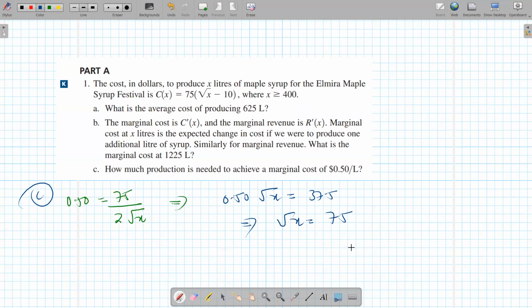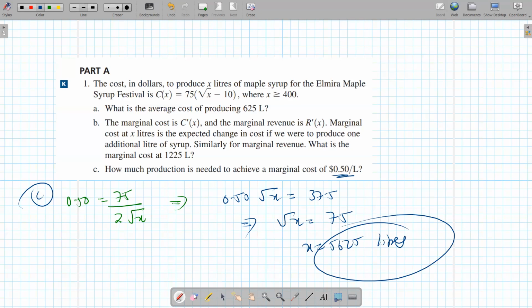We have root x. We need x. You square both sides. So 75 squared is the answer. 75 squared gives x is 5625 liters. And you're done. That's a lot of liters, but at that quantity, the cost is pretty low, 0.5.